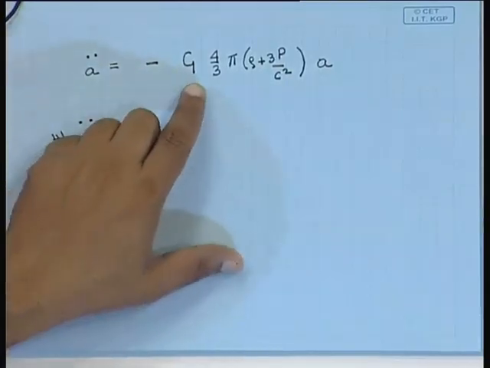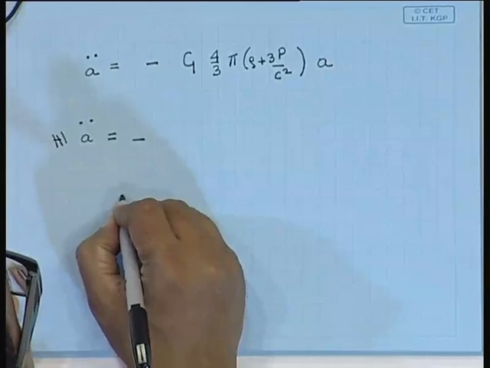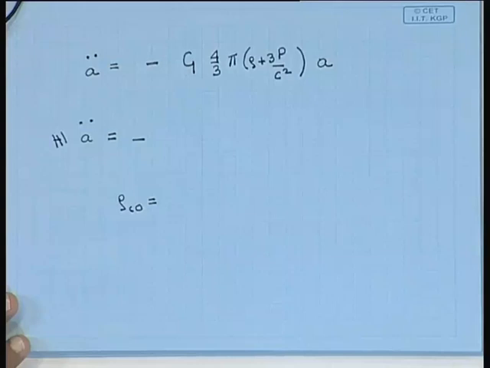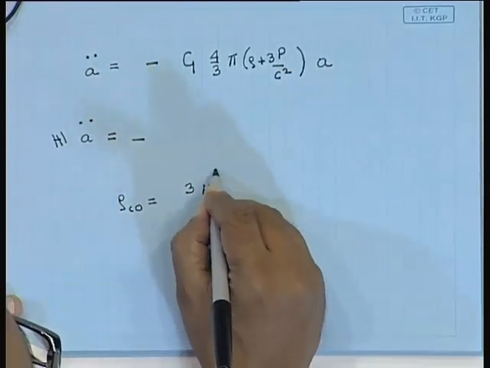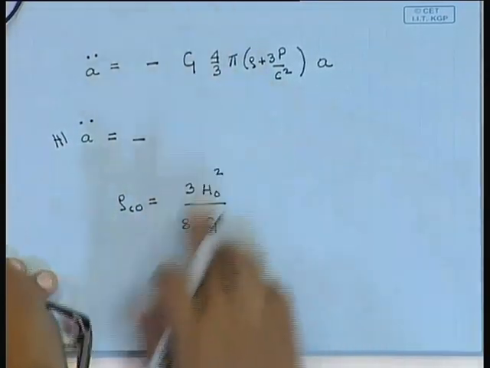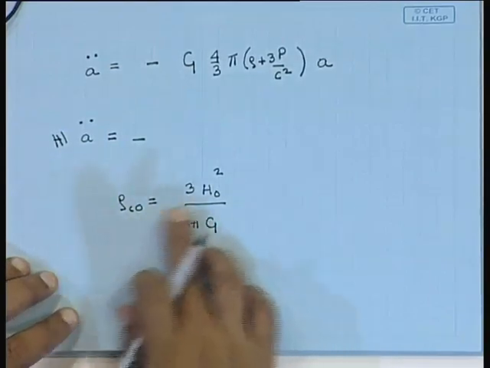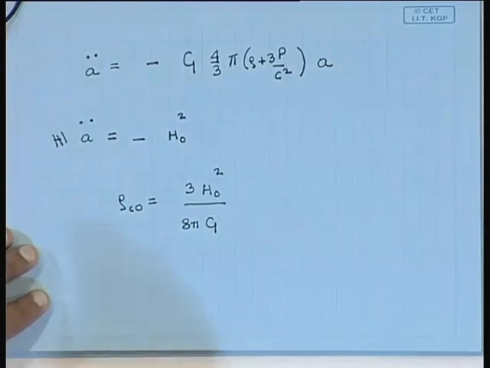minus, now recollect how much is 4 pi G by 3, it is convenient to write it in terms of the present value of the critical density. So, in terms of the present value of the critical density, how much is 4 pi G by 3? Just recollect this, that the present value of the critical density is, how much is this? 3 H naught square by 8 pi G. Right. So, we will write this 4/3 pi G in terms of this. So, 4/3 pi G is H naught square by rho critical naught, right.